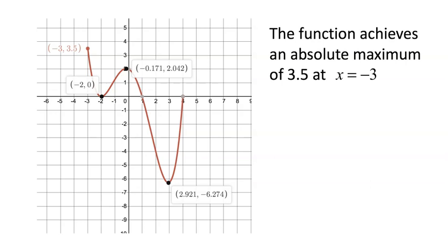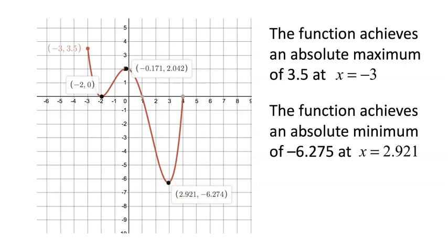Now about the absolute minimum. What's the lowest it ever achieves, the lowest it ever goes? Well, that's down here. So the absolute minimum of -6.274 occurs when x is 2.921. So we see that.